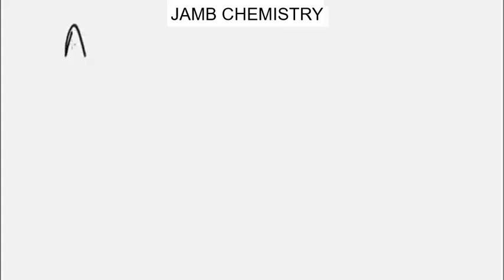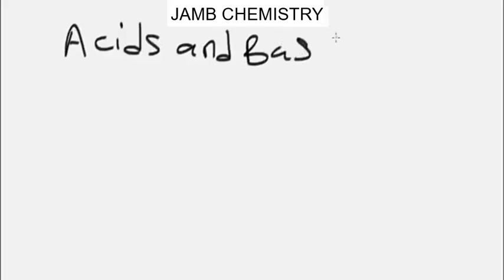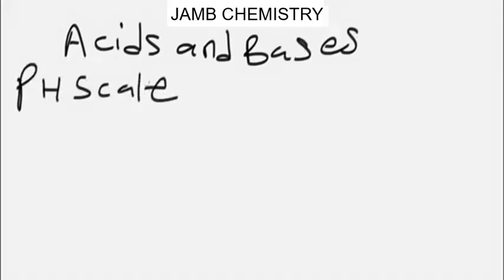So we are looking at acids and bases. Now let's begin with the concept of the pH scale. This is very important when you are dealing with acids and bases. The pH scale is simply a scale that measures the degree of acidity or alkalinity of a solution.